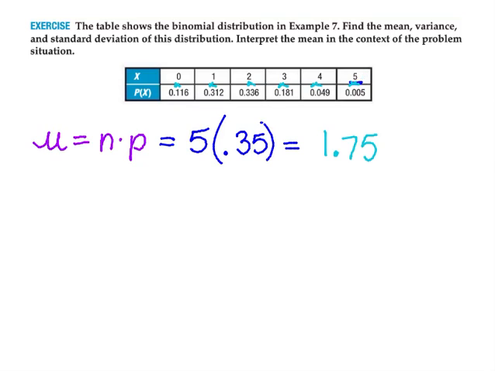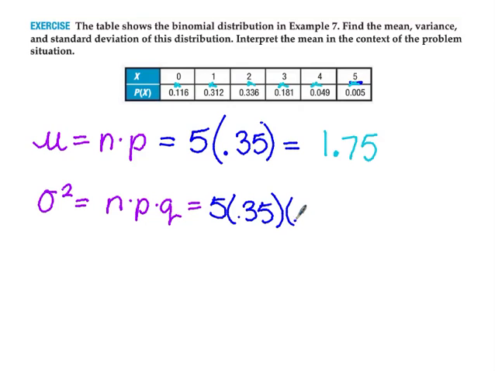Now what we need to do is find the variance. The variance is equal to n times p times q. So now all I need to do is plug in what I know. I know that n is 5. I know that p is 0.35. I know that q is 0.65 because it's 1 minus that. And so if I take 5 times 0.35 times 0.65, what do I get the variance to be? 1.1375.